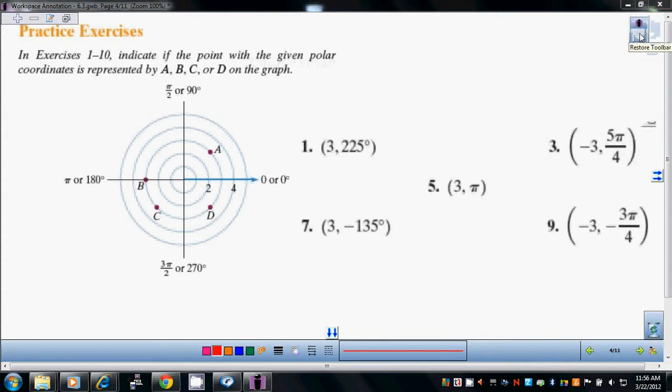Number 1. 3, comma, 225. Somebody raise your hand and tell me what point you think 3, comma, 225 will be. Brayton. You're right. Out 3 units, 225 degrees. It is point C. You are correct. Joseph, what do you think about number 5? Number 5? Oh, okay. And you're right. 3 pi is here, and it would be B. Excellent.